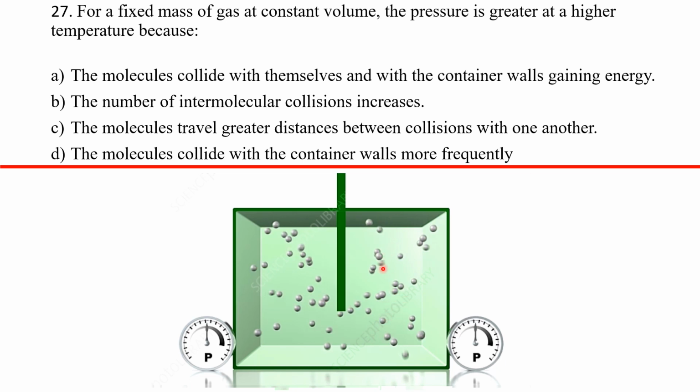All right, so when I transfer many more molecules here, many more molecules translates to many more collisions per unit time, and so pressure increases. And so the answer here is basically D, right? The molecules collide with the container walls more frequently. And yeah, that video was to show that.